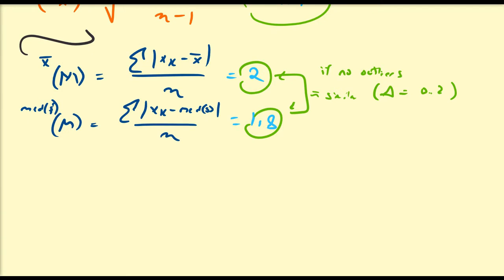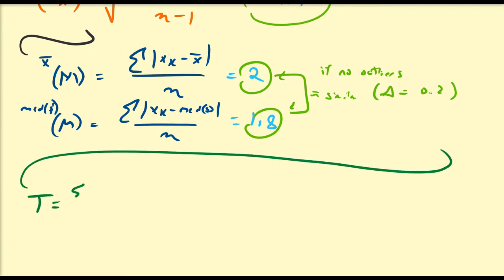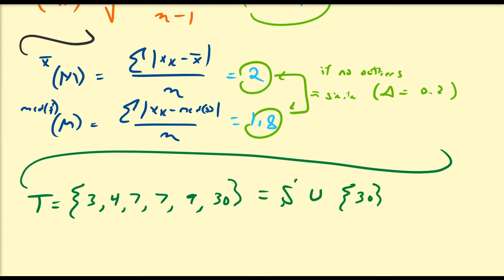So now what I want to do is talk about another set, T, and T is going to consist of the numbers 3, 4, 7, 7, 9, and 30, which is just the same thing as saying the original set S unioned with the number 30, right? So yes, this number, more so subjectively, is going to be really different than the others, right? So this is our outlier that has been introduced to S. So now we can compare the mean of T, the median of T, the standard deviations, and the mean absolute differences of S versus T.